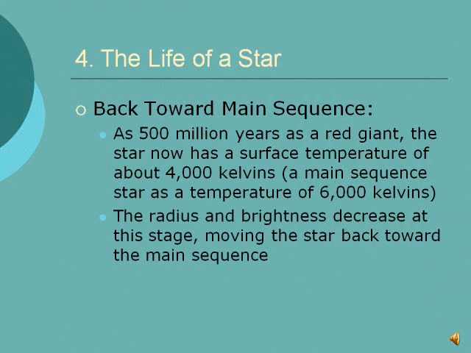Back toward main sequence. After 500 million years as a red giant, the star now has a surface temperature of about 4,000 kelvins. A main sequence star is hotter than that, about 6,000 kelvins. And kelvins is just a temperature scale. It's like Celsius or Fahrenheit. Kelvin is kind of the universally accepted unit that we use whenever we're talking about space and the universe. The radius and brightness decrease at this stage, moving the star back towards a main sequence star. It looks more like the main sequence star. It's really not, because at this point it's collapsing.